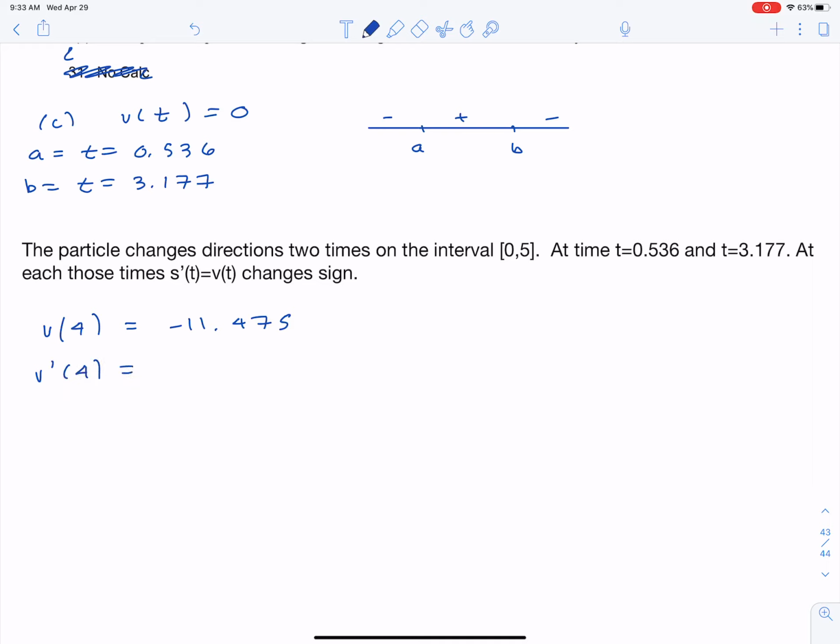And what am I going to notice? I'm going to get negative 22.957. Again, negative. Since both the velocity and the acceleration of the function are negative, in other words, they both have the same sign, the object is speeding up.